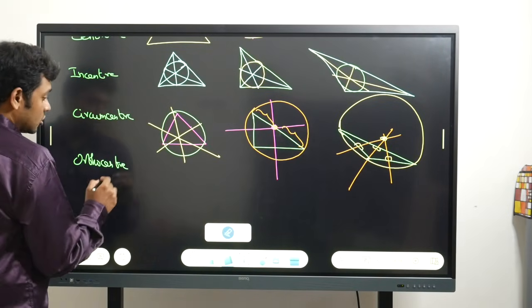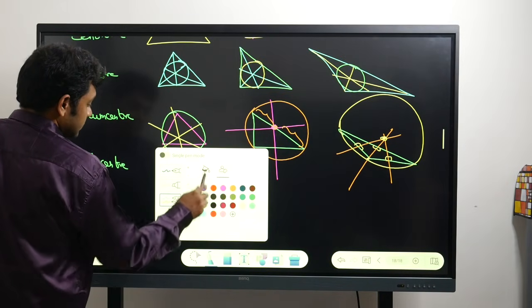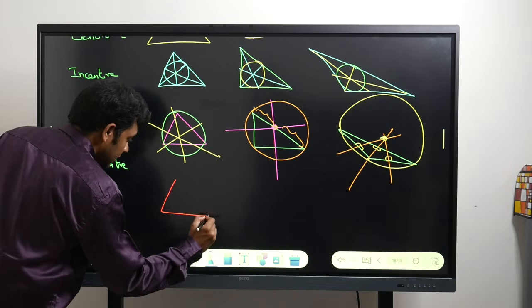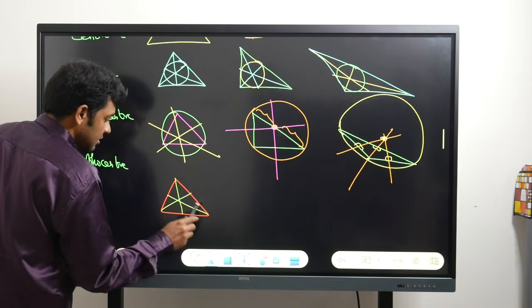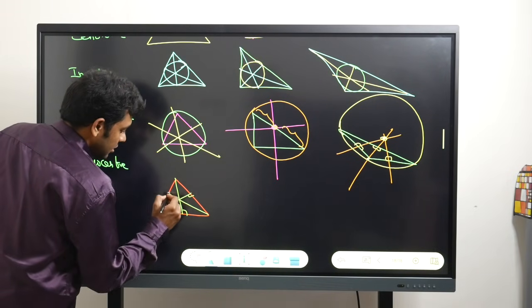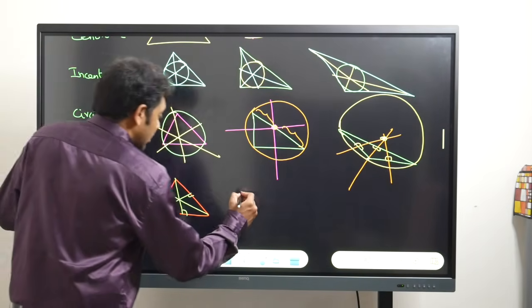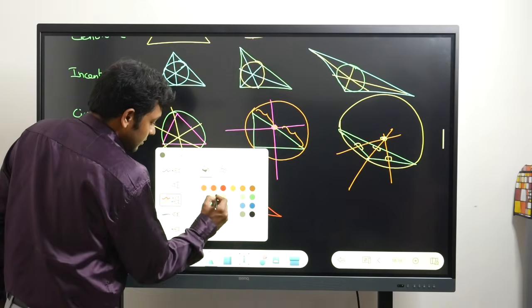Similarly, when I say orthocentre, for an acute angle triangle, my heights are going to be inside. This is perpendicular, perpendicular, perpendicular. The point of intersection of the altitudes. So for a right angle triangle, okay, this is my perpendicular line.